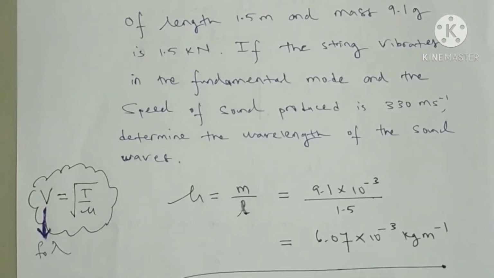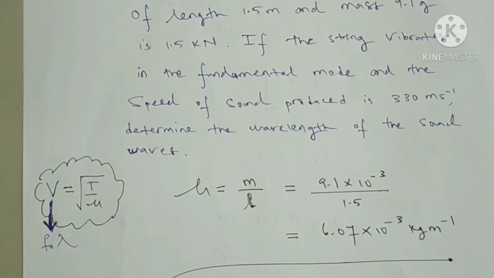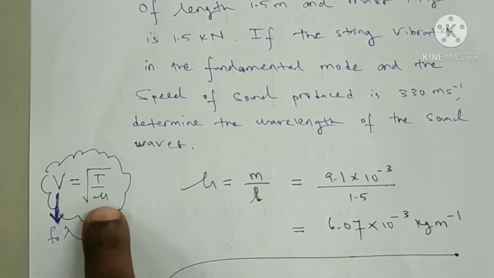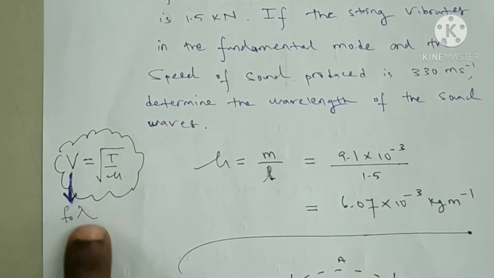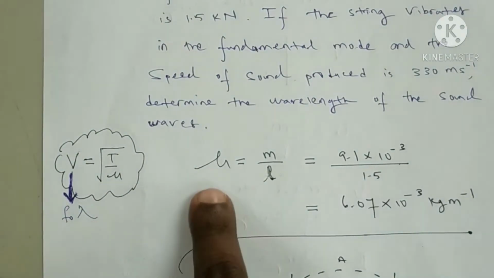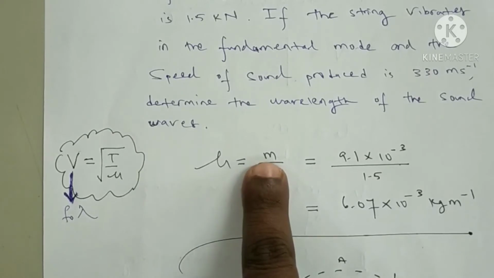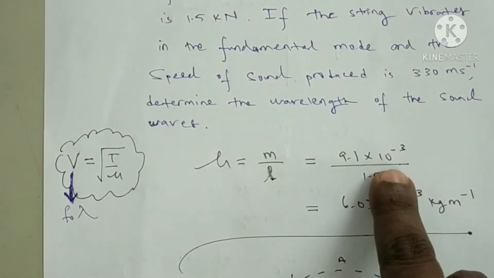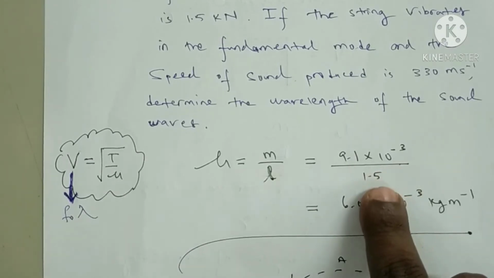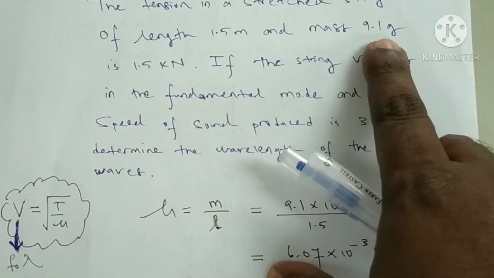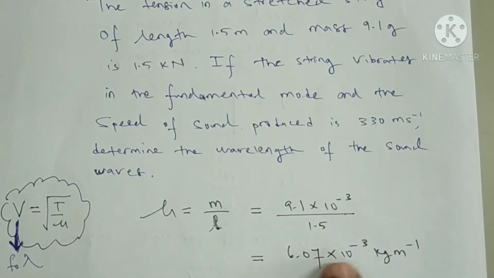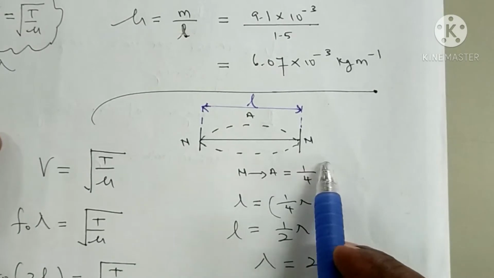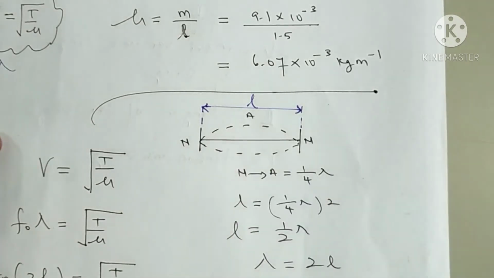So the speed is v equals the square root of T over mu, and the speed of the stretched string for the fundamental mode is f naught times wavelength, and mu itself is mass per unit length. Mass in kilogram is 9.1 times 10 to the power negative 3 divided by 1.5, because the mass here is in gram, converted to kilogram. We get 6.07 times 10 to the power negative 3 kilogram per meter. Now we have a fundamental mode for the stretched string with 2 knots and 1 anti-knot.